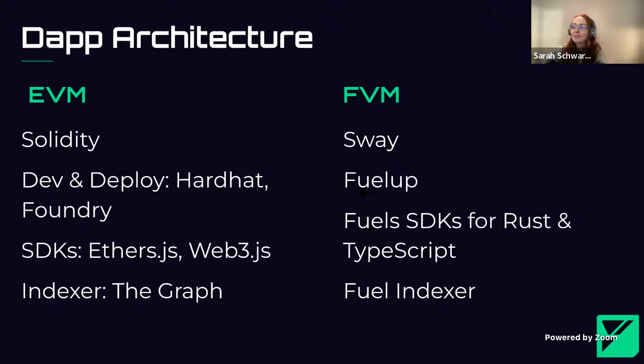This is what I talked about earlier, but it's comparing what you might be familiar with in terms of Dapp architecture with the EVM versus on Fuel. Instead of Solidity, we use Sway. When you're developing and deploying contracts for the EVM, you might use Hardhat or Foundry, but for the FuelVM, we use Forc and Fuelup. Our SDKs are called Fuels, again for Rust and TypeScript. And we have our own indexer service as well. So in general, when you're developing with Fuel, you're using tools that are all developed by the Fuel Labs team instead of a bunch of independent tools.